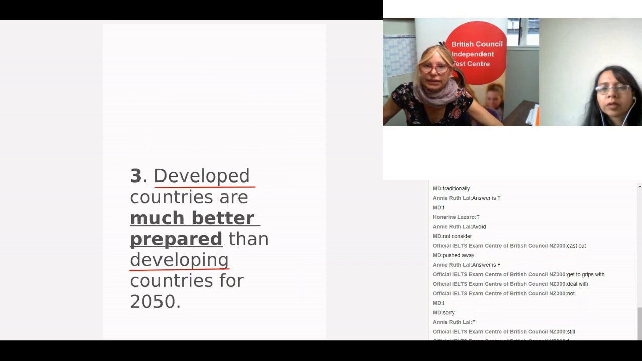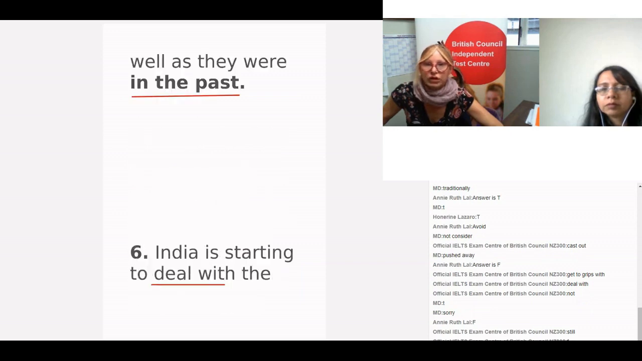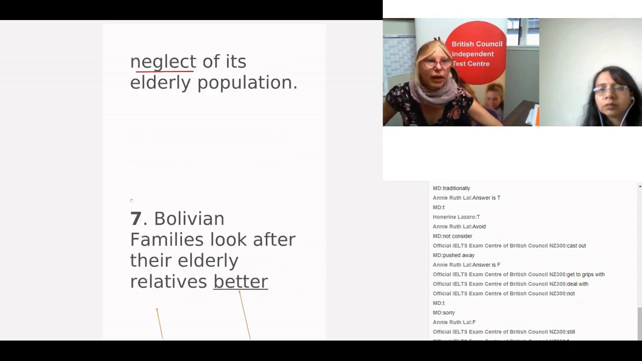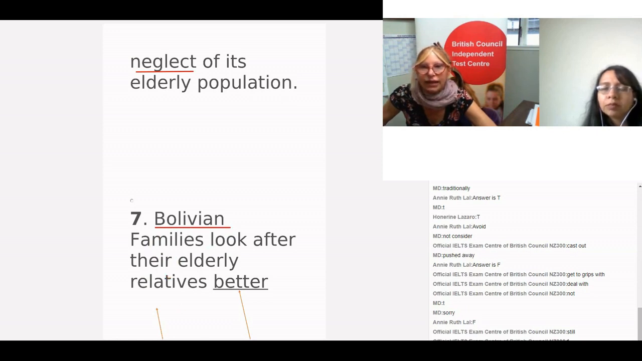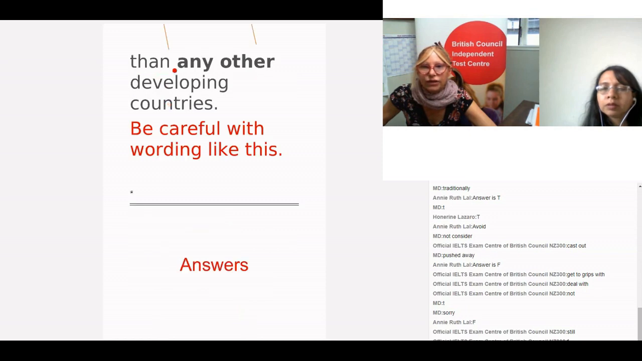Let's move on to our final statement, which is, oh, sorry, the Word document didn't come out quite the right way that I had at home. But anyway: Bolivian families look after their elderly relatives better than any other developing countries. So now we've moved on to a different country. They're not talking about India, they're talking about Bolivia, which is another country.